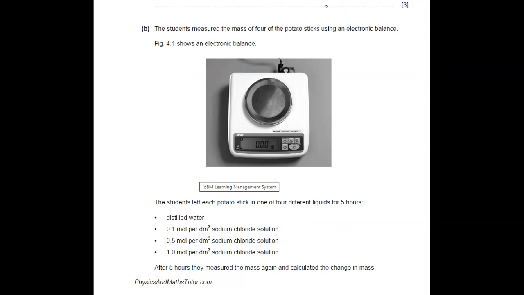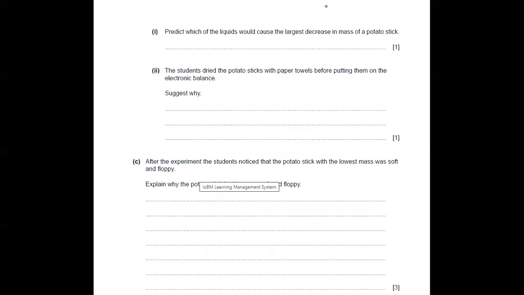So 1 mole per dm cube solution is the most concentrated, right? So the water potential outside the cell will be low. The water potential inside the cell is high. So the water will move from the inside of the cell to the outside of the cell. That is why the potato is losing mass, because the mass that it is losing is actually the water. It's losing water mass. So in the 1 mole per dm cube solution, it will lose the most amount of water. So you will see the greatest change in mass over there.